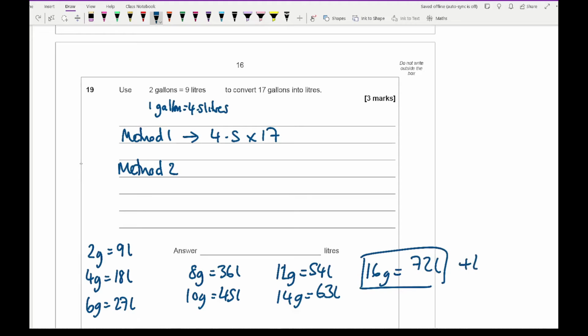is add another 4.5, and so method 2 is going to be 72 plus 4.5, which gives me a total of 76.5 litres, and either way I do it, I should get the same answer.